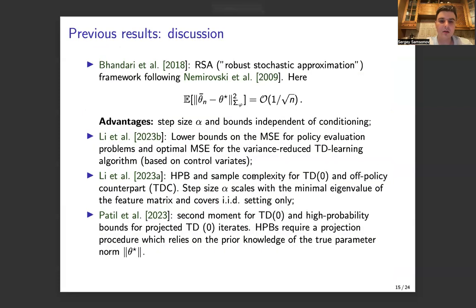And then we can say that the previous results available in the literature allow us to obtain both second moment or p-moment bounds for TD learning under different assumptions. However, available high probability bounds for the TD(0) procedure require that the step size scales with the minimum eigenvalue of the matrix Sigma_phi from the previous slide. Alternatively, the study of Patil et al. shows high probability bounds for projected TD(0) iterates, where the projection procedure is based on the prior knowledge of the true solution norm theta star. We will show that our analysis is free from both of these drawbacks.